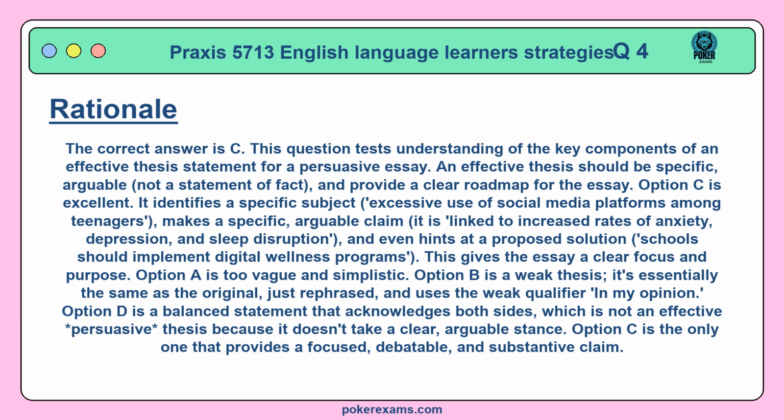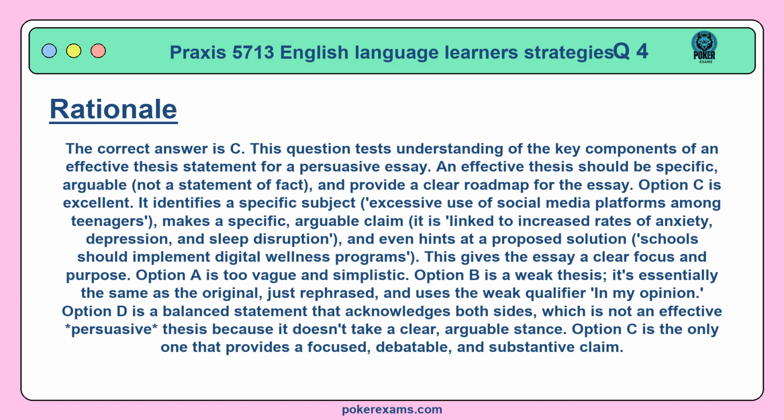Option C is excellent. It identifies a specific subject: excessive use of social media platforms among teenagers. It makes a specific, arguable claim. It is linked to increased rates of anxiety, depression, and sleep disruption, and even hints at a proposed solution: schools should implement digital wellness programs. This gives the essay a clear focus and purpose.